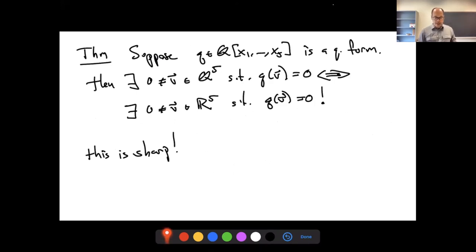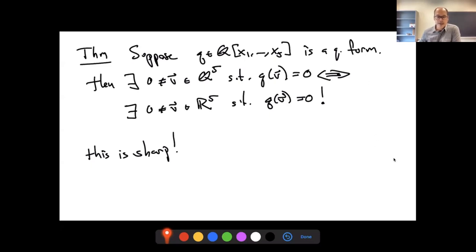Suppose you have a quadratic form, and you want to know, does there exist a solution, not all 0? The answer is that if you have 5 variables, there's a solution if and only if there's a solution in the real numbers. So in fact, the sign is basically the only problem with finding a 0 of a 5 variable form. And this is sharp in the sense that there are plenty of 4 variable forms over the rational numbers which do have real solutions, but don't have rational solutions.